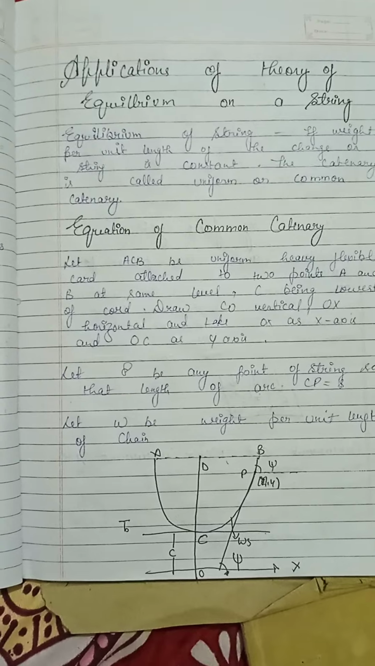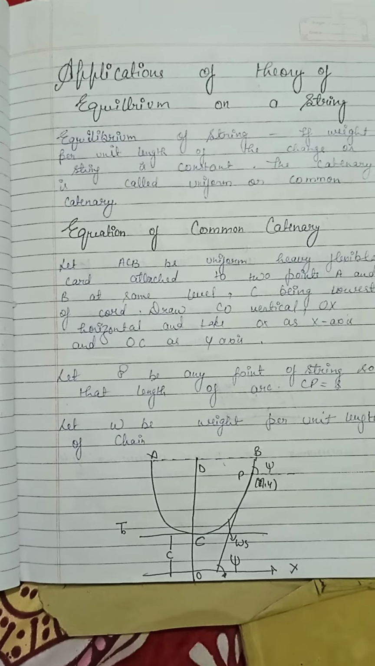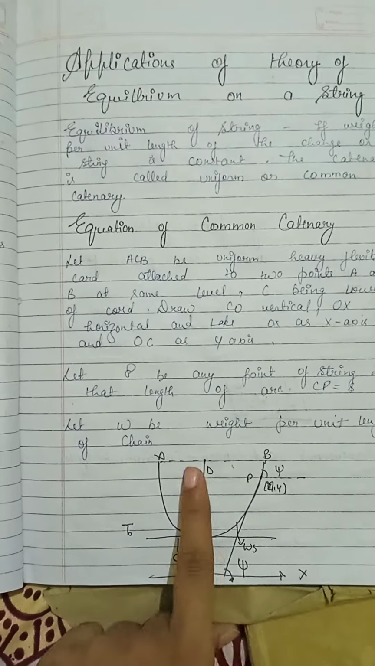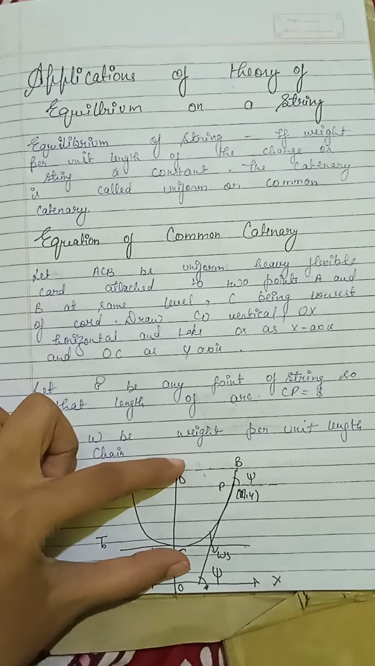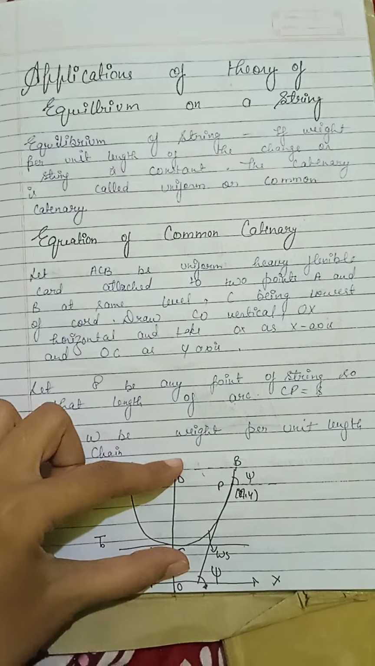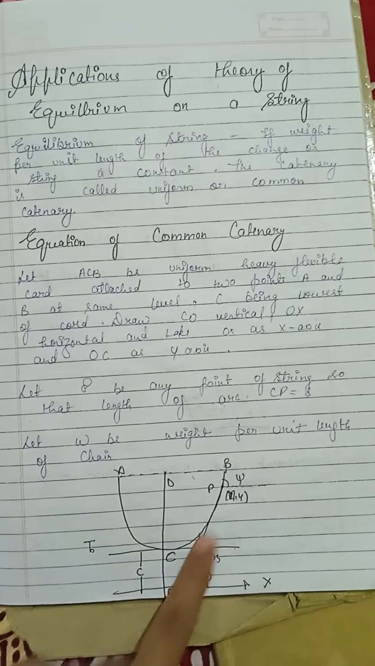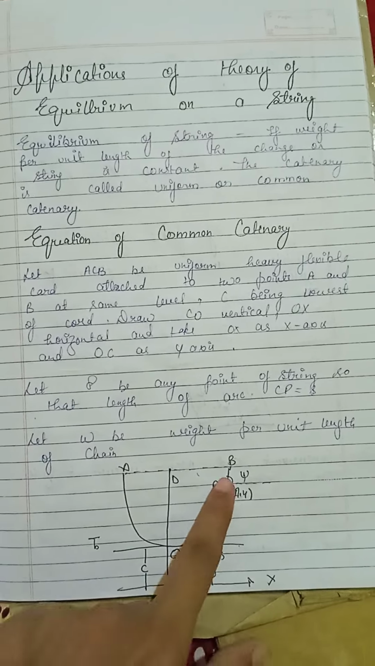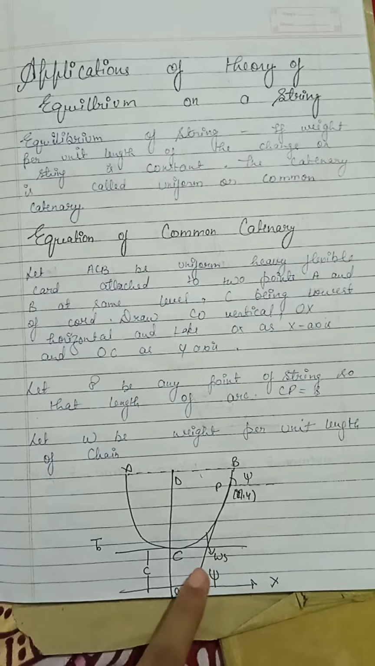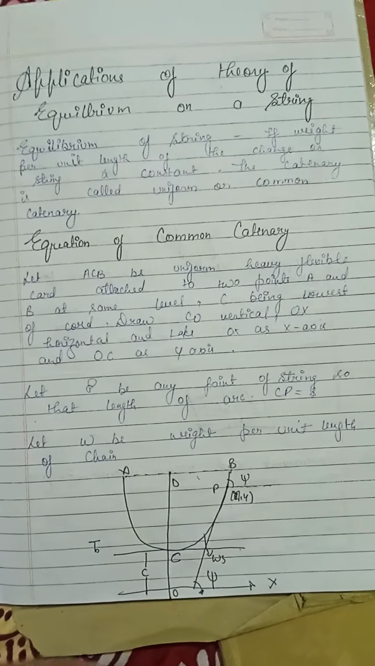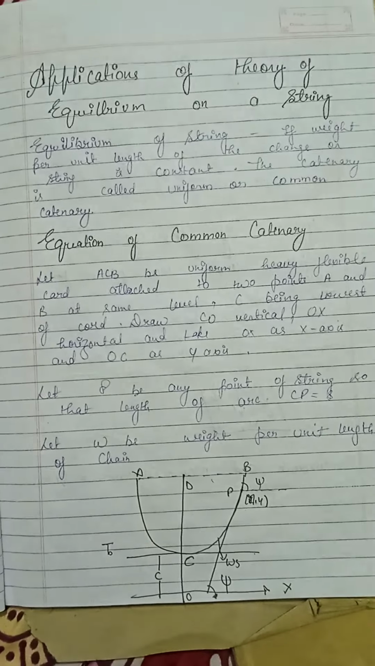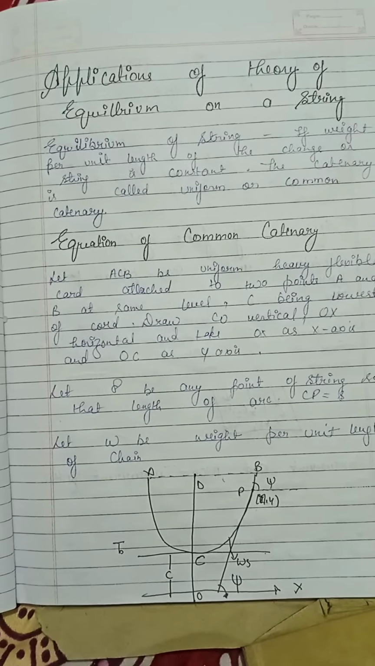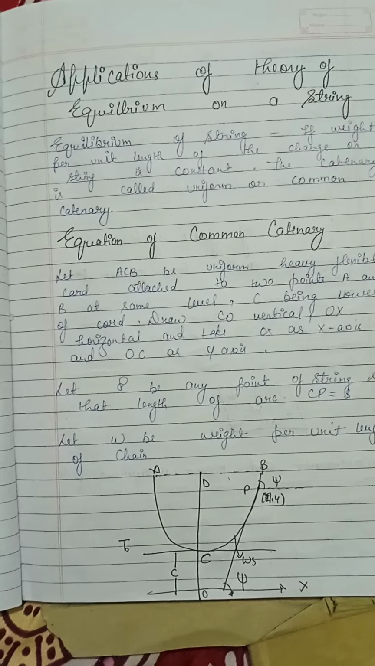Now the distance AB is called the span. CD is the sag in the middle. The arc CP is s, and OC is c, and the weight per unit length is w. Now let ACB be the string of which the lowest point is C.